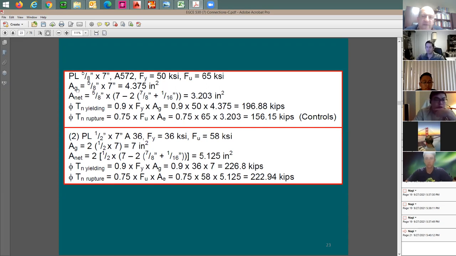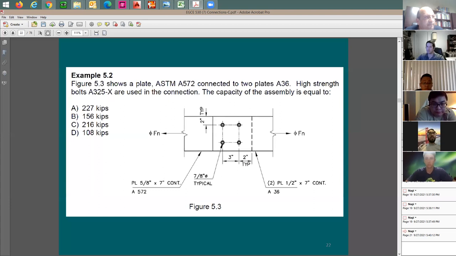Gross sectional area of the plate is going to be the thickness multiplied by the width. Here we go. The net, I need to subtract here 2 bolts. Why 2 bolts? Here's the section. When you cut the section, it's going to be like this. You're going to be cutting through 2 bolts.